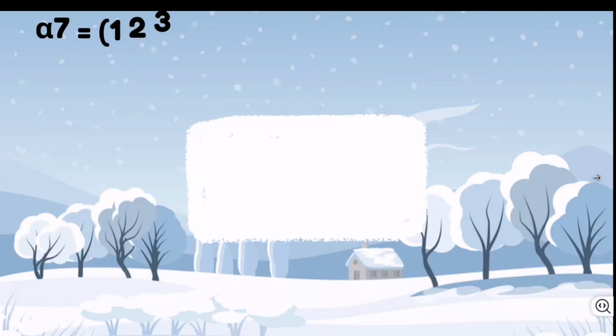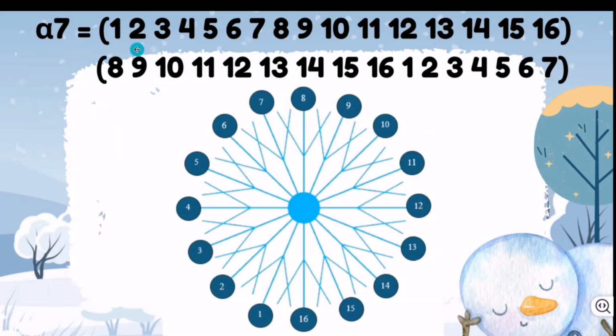And for our alpha sub 7, we have 1 to 8, 2 to 9, 3 to 10, 4 to 11, 5 to 12, 6 to 13, 7 to 14, 8 to 15, 9 to 16, 10 to 1, 11 to 2, 12 to 3, 13 to 4, 14 to 5, 15 to 6, 16 to 7.